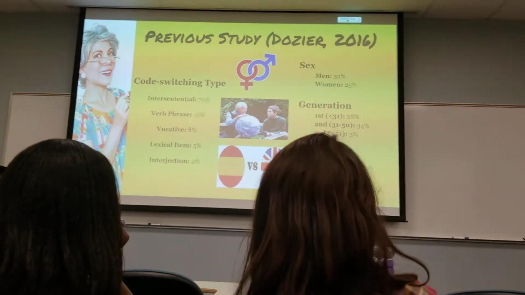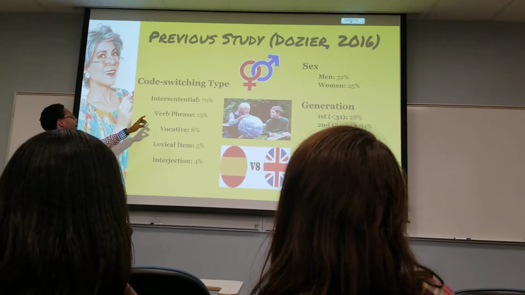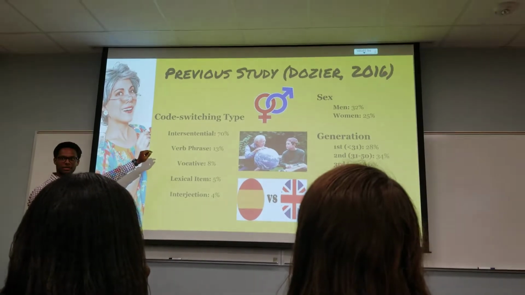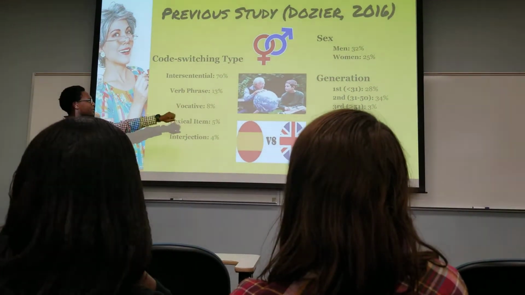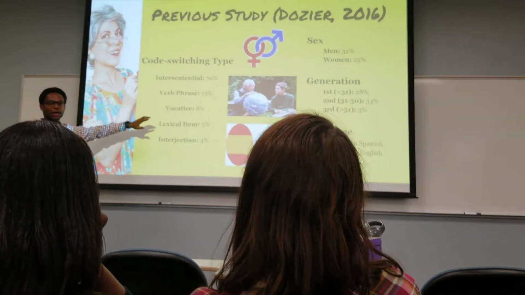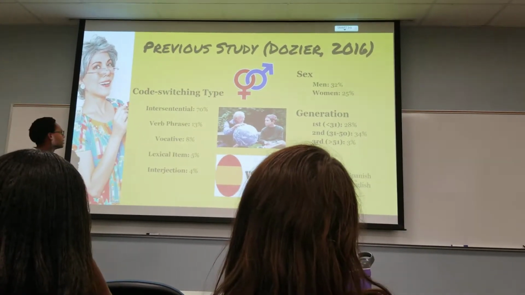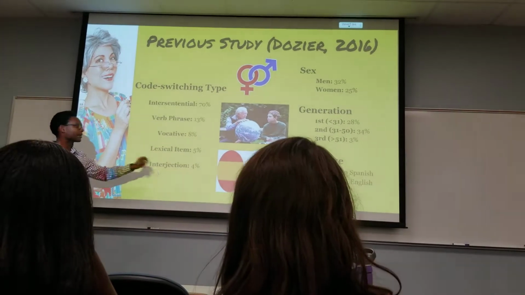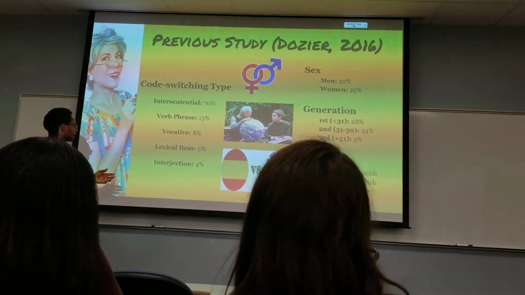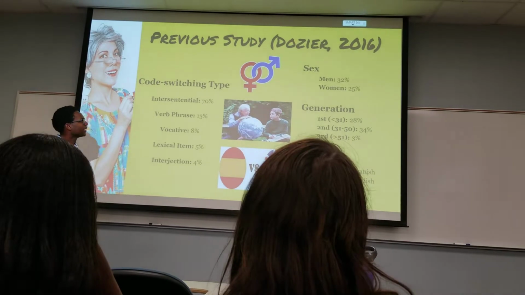All right, so what she found was intersentential, again, being between the end of one sentence and the beginning of the next. 70% of the code switching that occurred were intersentential code switches, right? Verb phrase, she found 13% of them occurred at the boundary of a verb phrase. Vocatives, 8% of the code switching was the niña or abuela, just referring to the person that you're talking to. 5% of them were lexical items where she inserted some word in place of the word in the original language that they're speaking in. And the interjection is the same, like the Dios mío, this is a party, right? So 4% were observed there.